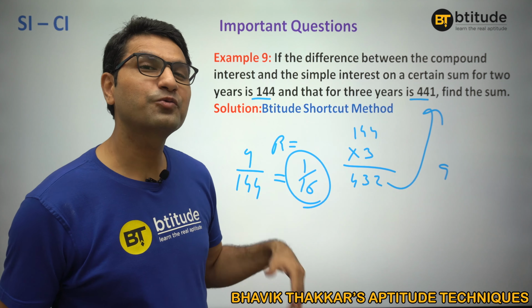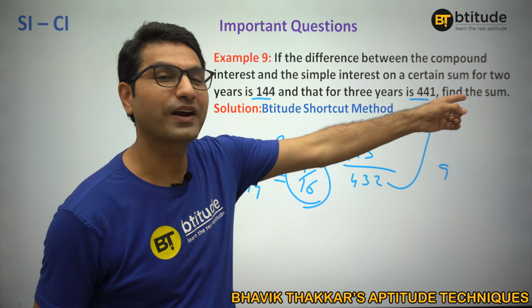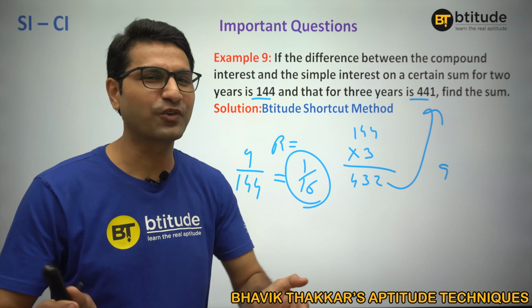But we are not asked to find out the rate. We are rather supposed to find out the sum. So it's a bit different, just the extension of the previous question. If you know the previous question, you can easily figure out that the rate of interest is 6.25%. But now the question is, what is the sum? So now it shouldn't be a big problem, right?